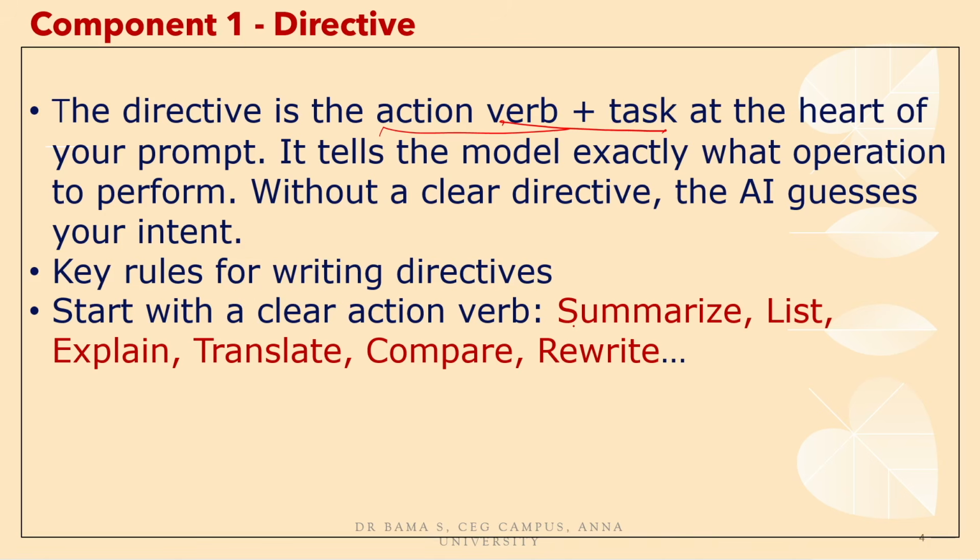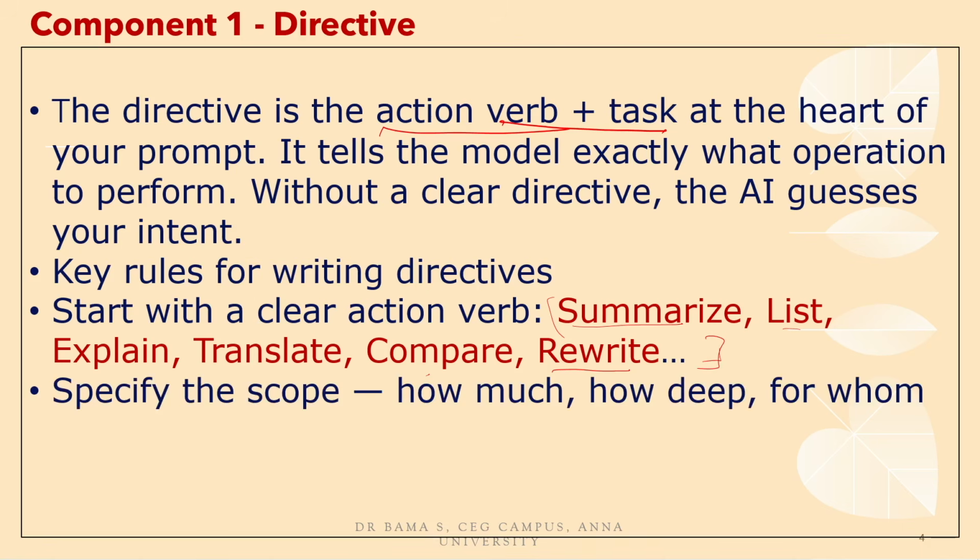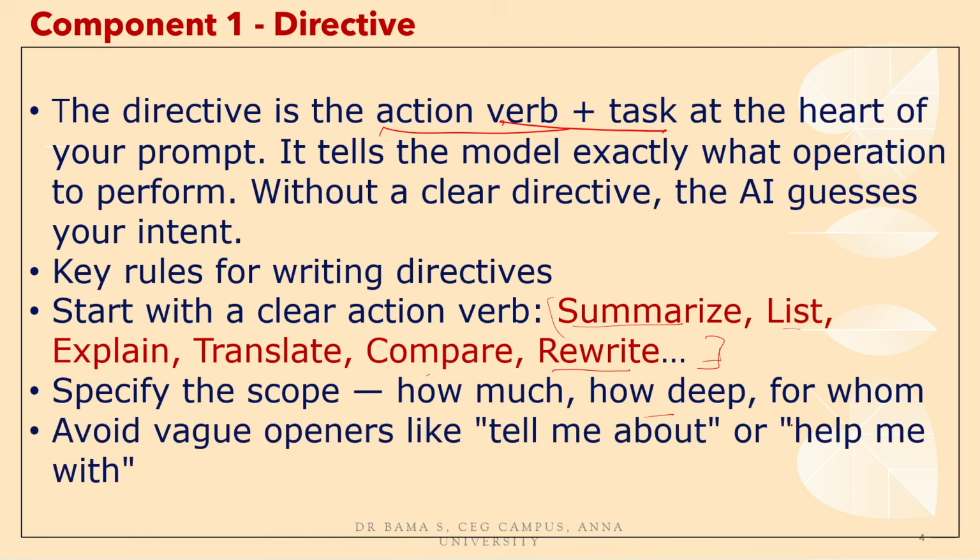An example would be summarize, list, explain, translate, compare, rewrite. These are the action verbs that would specify a directive. We have to specify the scope, how much is required, how deep it is required to be, for whom, and we have to avoid vague phrases like tell me about or help me with. These are vague. So instead of tell me about, we have to be very specific, like summarize, list, and including the audience.